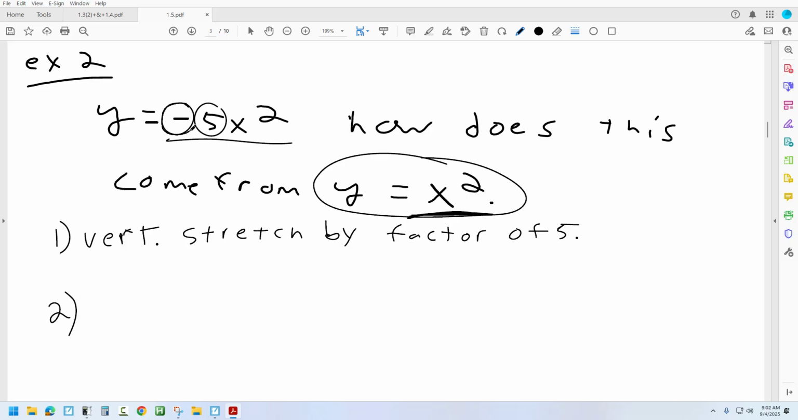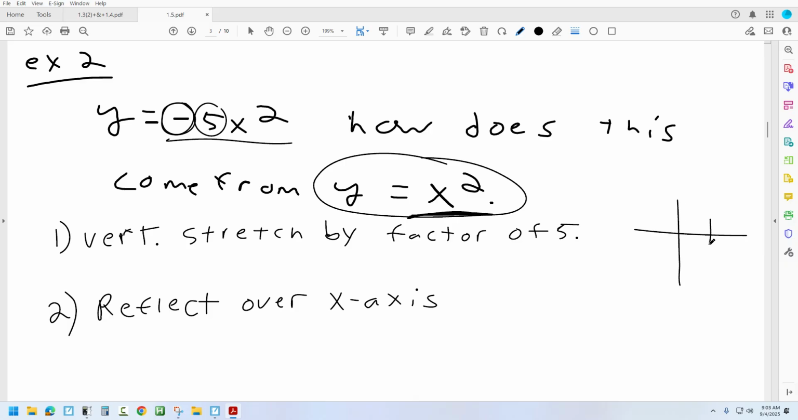And the last thing is this negative that's in front. Can someone remind me what the negative in front is going to do? Yep. It's going to reflect over the x-axis. Now think about what that means in terms of what you would do to a coordinate. If you had a point at 1, 1, and you reflect it over the x-axis, it ends up down there. What happens to a coordinate when it is reflected over the x-axis?